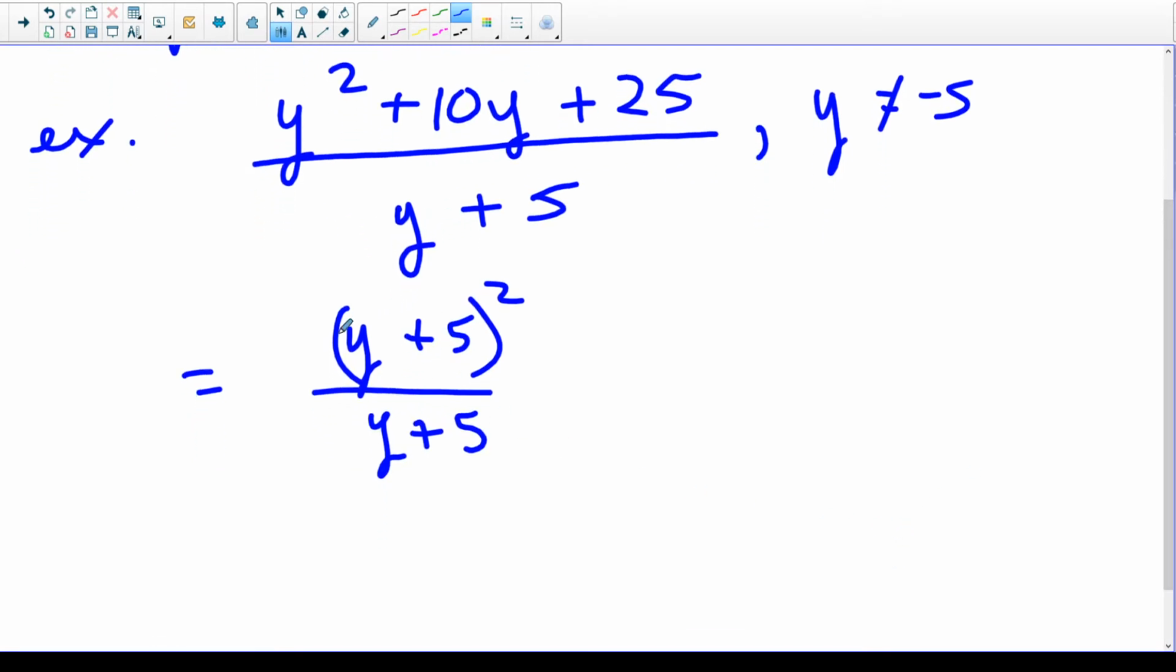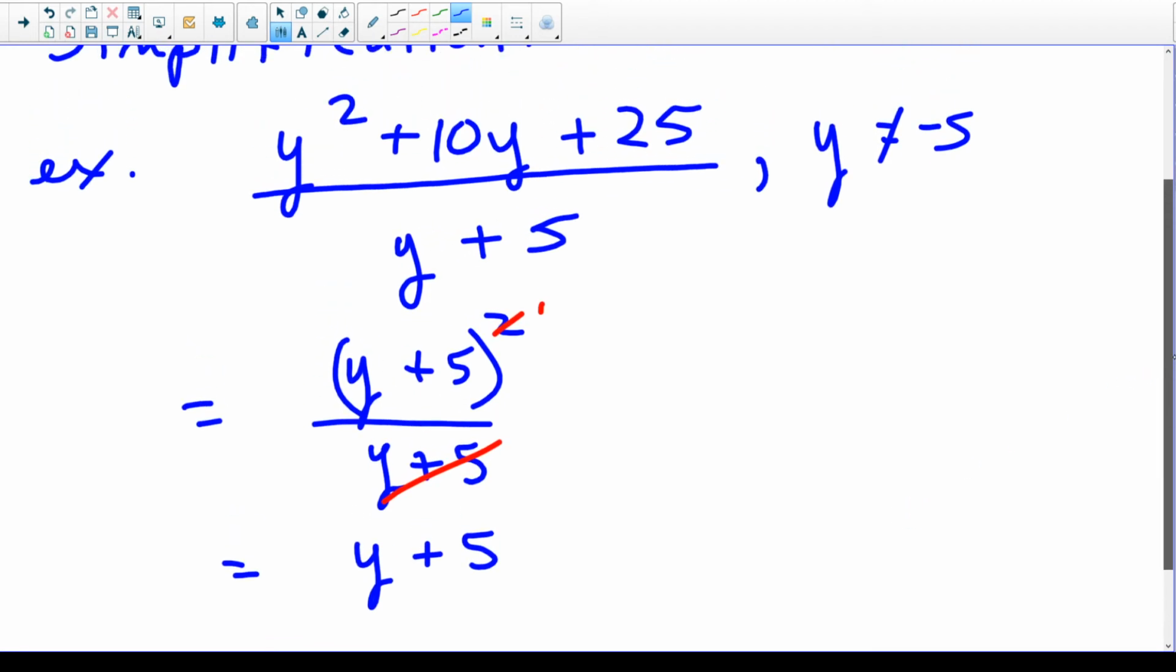And now, because I have y plus 5 to the power of 2 divided by y plus 5, one of those cancels out with one of them from the top. And we usually indicate it by just taking away 1 from the power, which becomes a power of 1 now. And the bottom is a 1, so this is just going to be y plus 5.